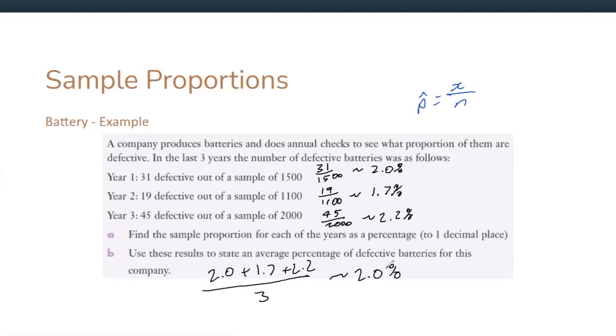And this is a great way to look at trying to reduce those. You might then look at what we are doing that's causing issues with these batteries, and how we can reduce these defects in the sample proportions and thus in the larger group.